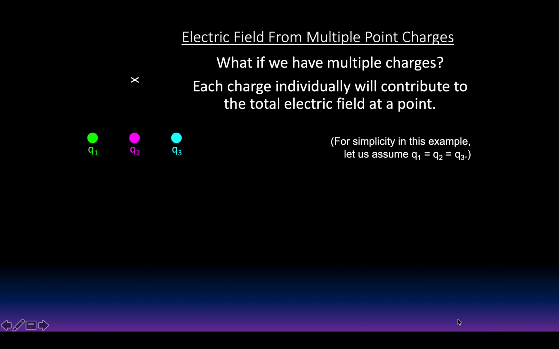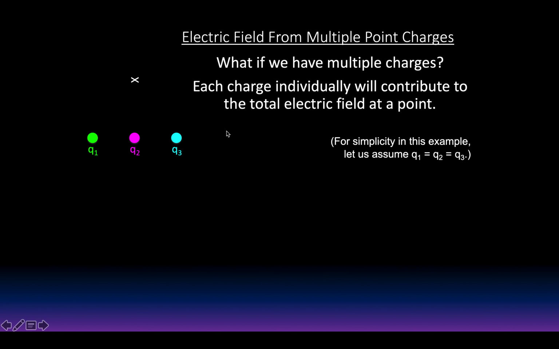So let's imagine there are three charges. We'll call them 1, 2, and 3. Just for simplicity, we're going to assume they're all the same charge. We'll pretend they're all positive. This is not a requirement. It just made the PowerPoint slide easier to make. And we are going to ask, what is the electric field at point X?